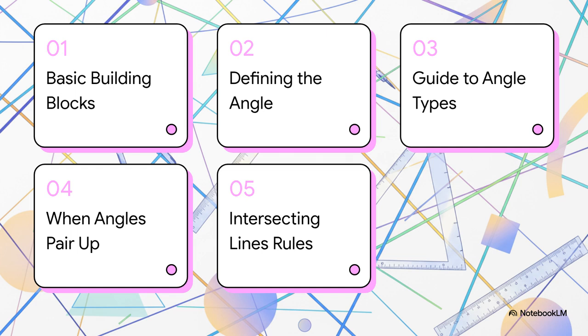So here's our game plan for today. We're going to start with the absolute basics, the building blocks. Then we'll see how those blocks create angles, and we'll learn how to classify them. After that, we'll dive into what happens when angles get together and pair up, and we'll finish with some really powerful rules that pop up whenever lines cross each other. So let's jump right in.